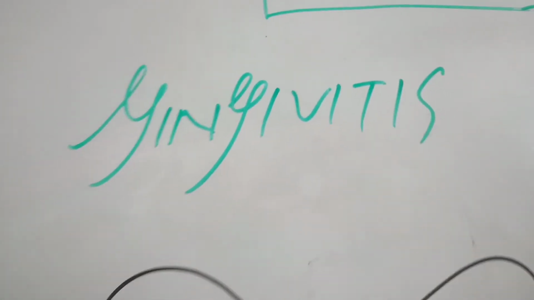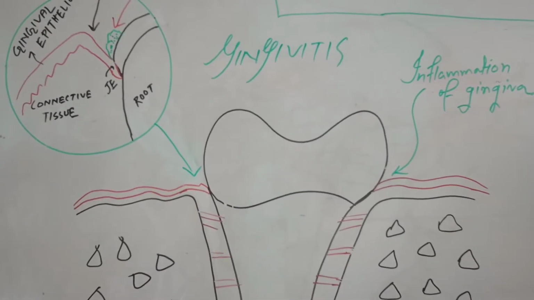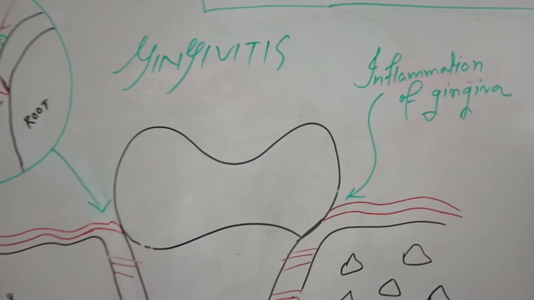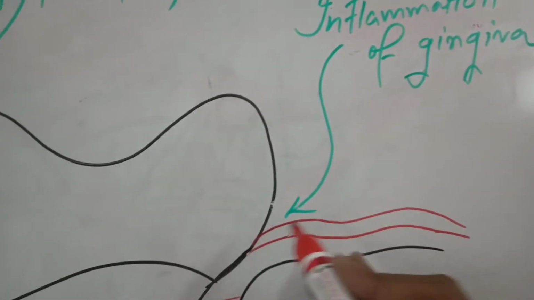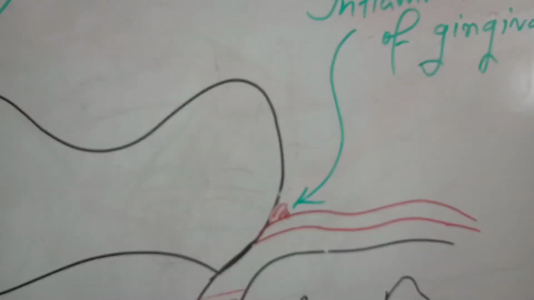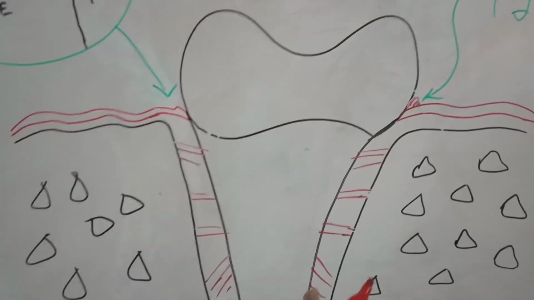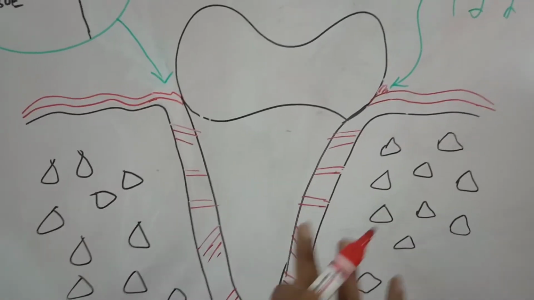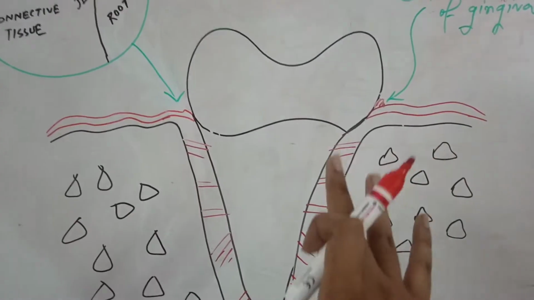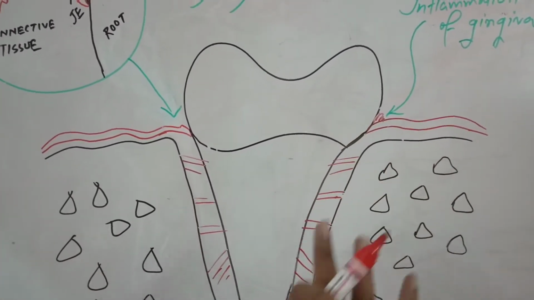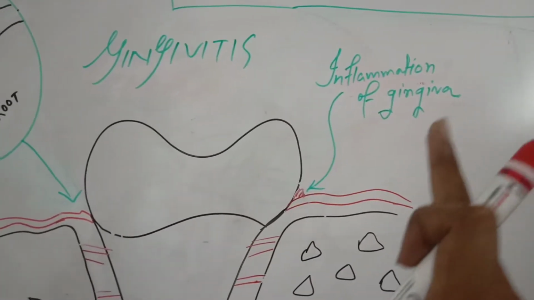Hi guys, today I'll discuss gingivitis. Gingivitis is inflammation of the gingiva. If inflammation goes beyond the gingiva, that is, into the periodontal structures, alveolar bone, periodontal ligament, and cementum, then it will be periodontitis. But today's topic is gingivitis. What is that? Inflammation of the gingiva.